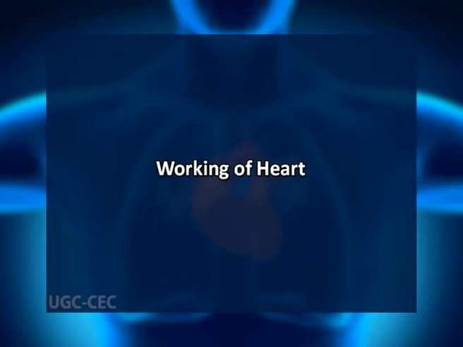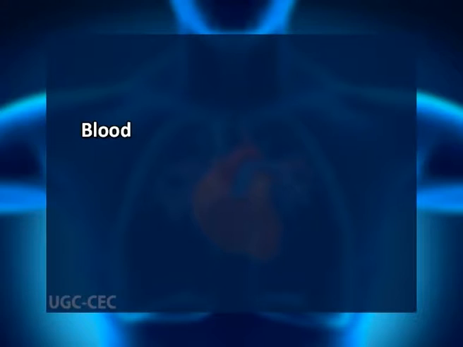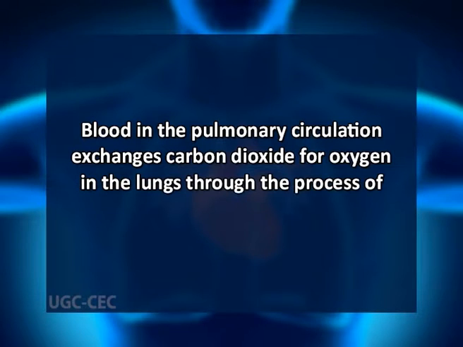Let's now discuss the working of the heart. The heart functions as a pump in the circulatory system to provide a continuous circulation of blood throughout the body. This circulation consists of the systemic circulation to and from the body and the pulmonary circulation to and from the lungs. Blood in the pulmonary circulation exchanges carbon dioxide for oxygen in the lungs through the process of respiration. The systemic circulation then transports oxygen to the body and returns carbon dioxide and relatively deoxygenated blood to the heart for transfer to the lungs.